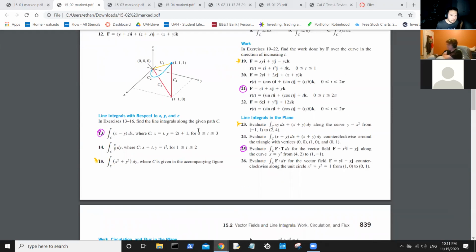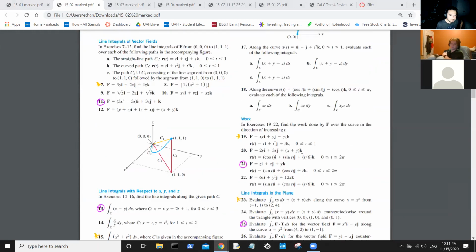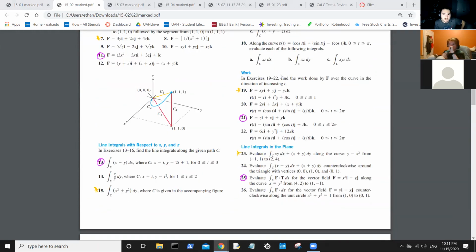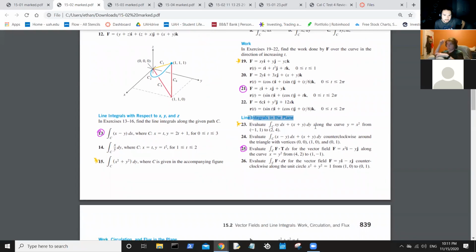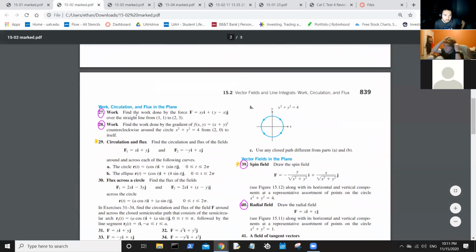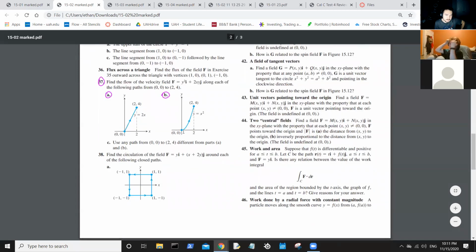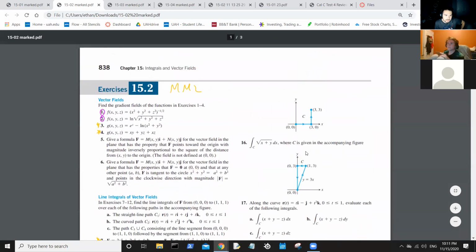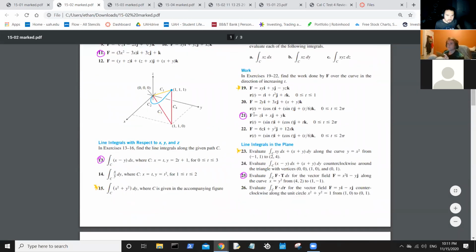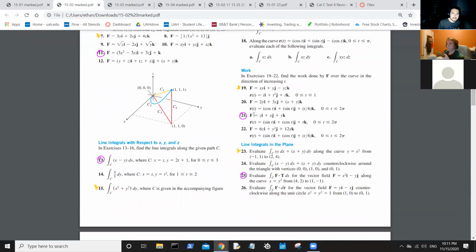All right, so we did that one. So now this goes back up to the top and then scrolls down. So we can find the work done by f over the curve. We can do line integrals in a plane, and then there's vector fields in a plane. There's work, circulation, flux in a plane, and flux across a triangle. So we have to pick like 2 of these things to do. So let's just do work because I feel like this is pretty easy, right? It's what we just did with an additional step, or no? Integral work would just be integral of f ds, right?